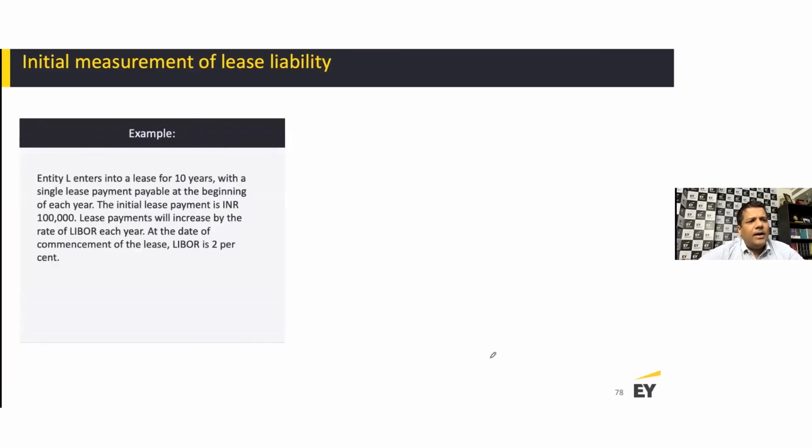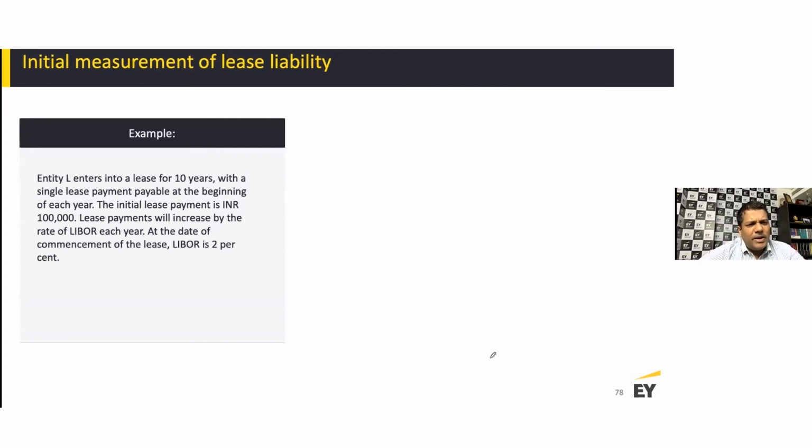Entity L enters into a lease for 10 years, with a single lease payment payable at the beginning of each year. So I have to make a single lease payment at the beginning of each year. The initial lease payment is INR 100,000, which I've already paid at the beginning of year one. And this is a 10-year lease contract.